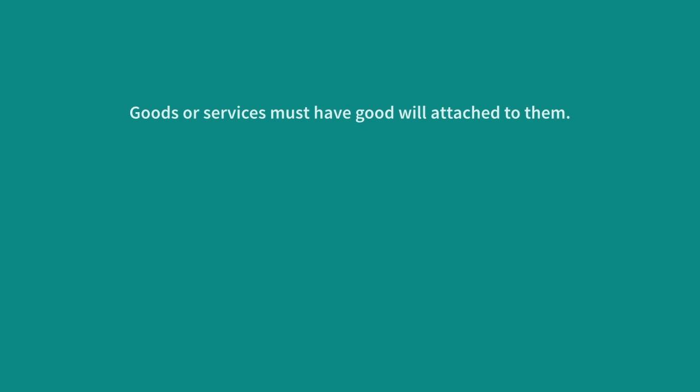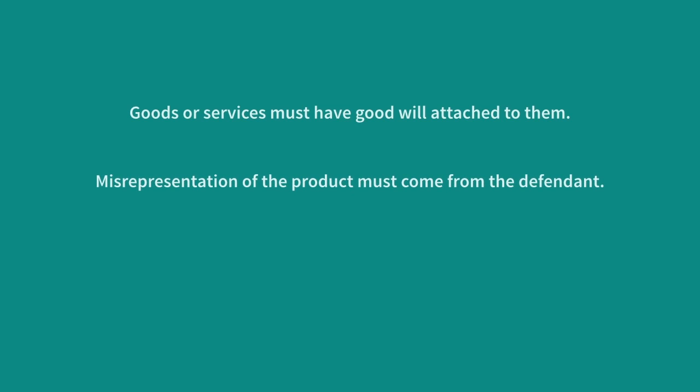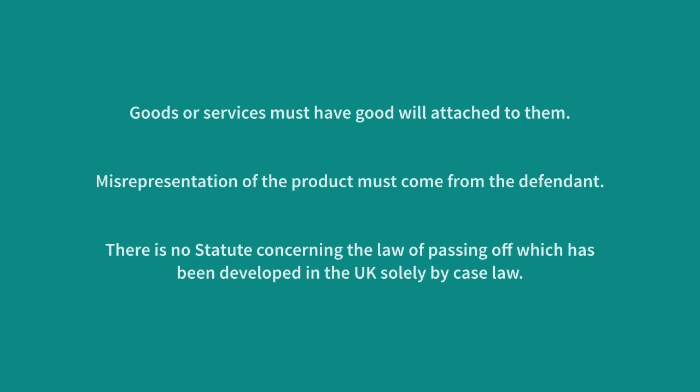This specifically means that the goods will have particular identifying features or specifics that will enable members of the general public or a specific section of the general public to associate with those particular goods or services. There must be a misrepresentation on behalf of the defendant that will lead or be likely to lead those members of the general public to believe that the goods offered by him are in fact the goods or services of the other company. There is no statute concerning the law of passing off, which has been developed in the UK solely by case law.